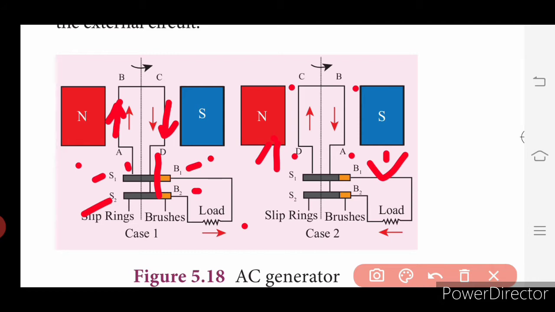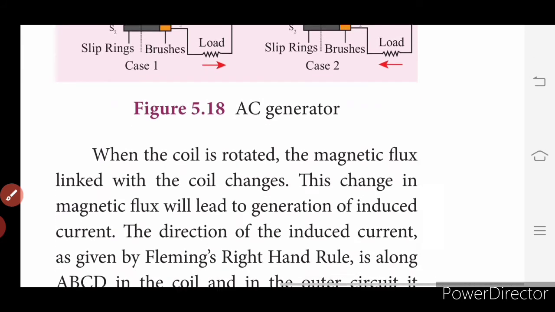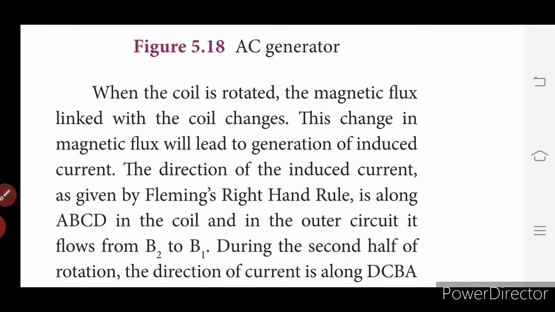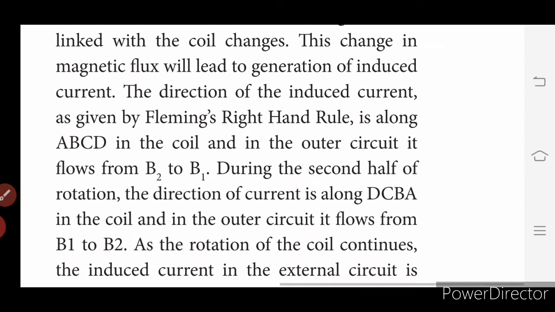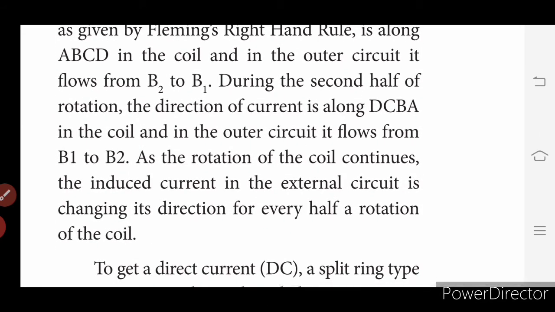Now we will see the notes for this. When the coil is rotated, the magnetic flux linked with the coil changes. This change in magnetic flux leads to the generation of induced current. The direction of the induced current, given by Fleming's right hand rule, is along ABCD in the coil, and in the outer circuit flows from B2 to B1. During the second half of the rotation, the direction of current is along DC and BA. So the current gets reversed in the coil, and in the outer circuit flows from B1 to B2.